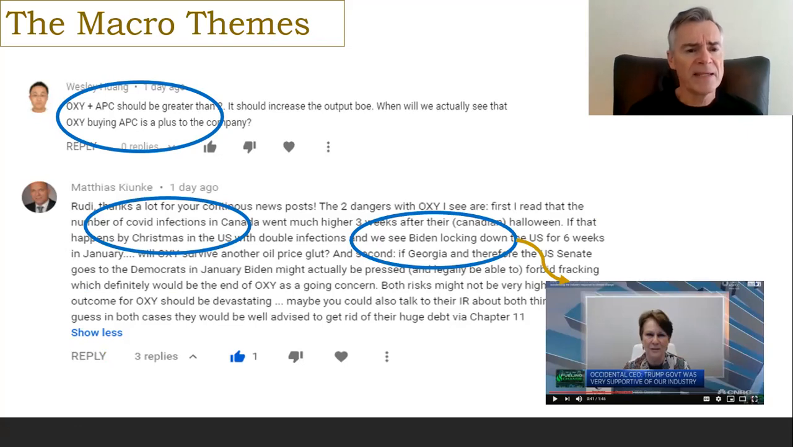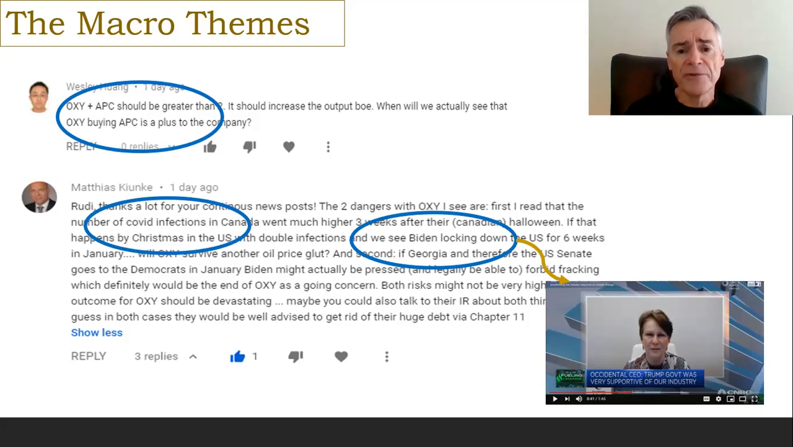But yes, Matthias, you're quite right. If we have another sort of lockdown or an extended lockdown related to the coronavirus, then this is not going to be good. It's not going to be good in general. It's not going to be good for people. It's not going to be good for business. And of course, it's not going to be good for oil and gas and energy companies either. We definitely do not want to see prices for oil tank again and crash like it did in April.